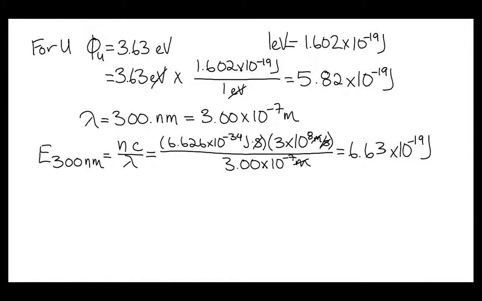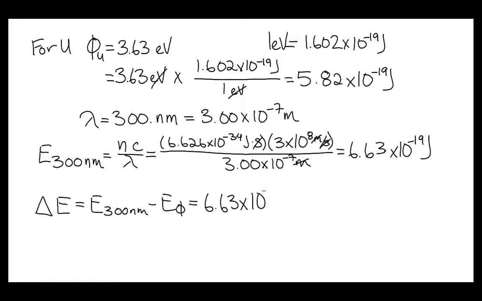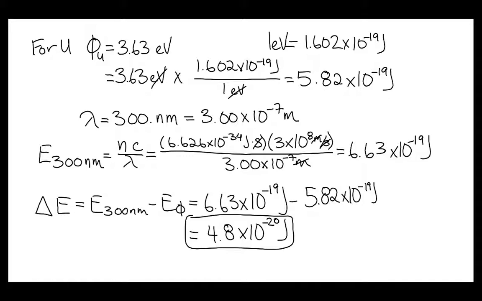To determine the extra amount of energy that the electron is going to absorb, we can subtract the work function from the energy of the 300 nanometer light. What we will get is a value of 6.63 times 10 to the negative 19 joules minus 5.82 times 10 to the negative 19 joules, which is equal to 4.8 times 10 to the negative 20 joules. And that is the extra energy that an electron will absorb from a uranium surface at 300 nanometers of light.